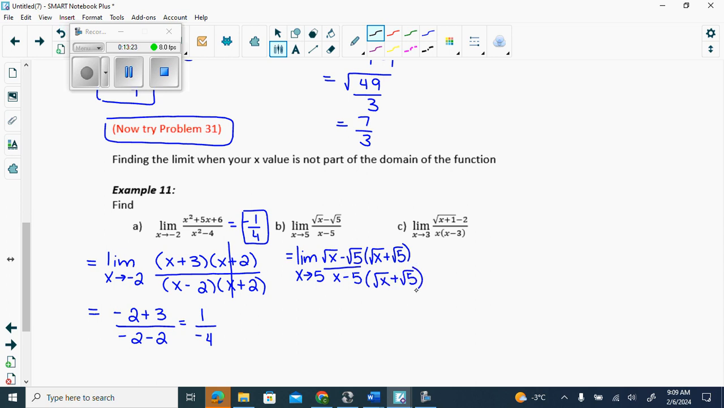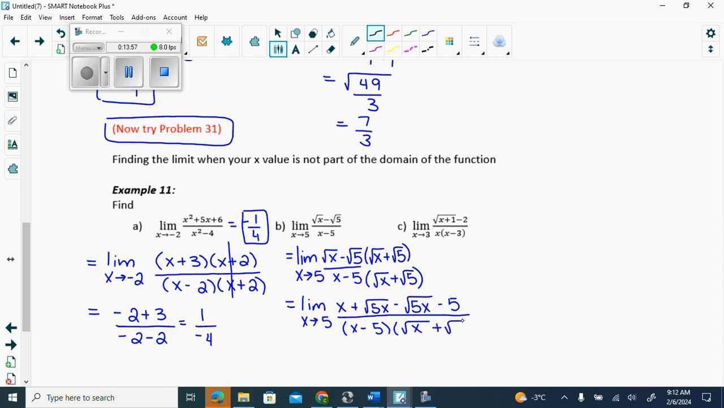Try that one out. So, when we distribute the top, the reason why you multiply by a conjugate is so that your middle terms go away. So root x times root x is just x. And then we get plus 5 root x, if you want to show the work, minus 5 root x, and then minus 5. Because negative root 5 times positive root 5 is negative root 25, which is 5. All over x minus 5, root x plus root 5.